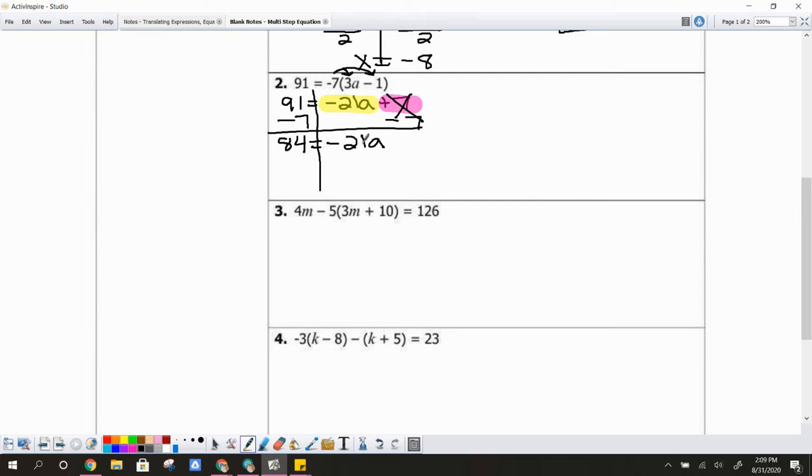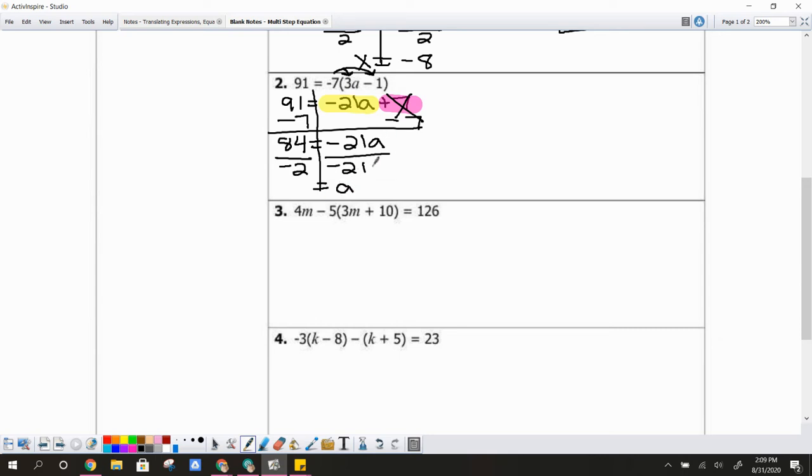So now that I have just this, we're at a one-step equation now. I can go ahead and get rid of my negative 21 times a. Since that's multiplication, I want to do the opposite, which is division. So divide by negative 21. And then I get a on this side.